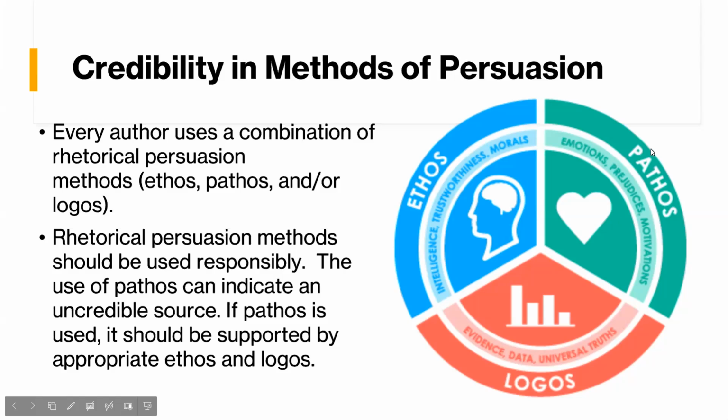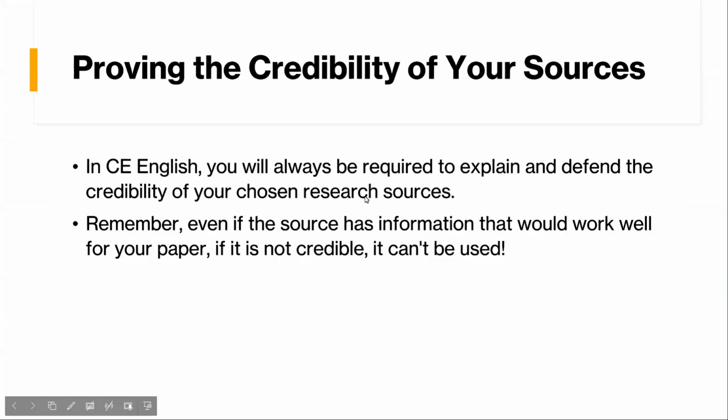So it's okay if your sources use a little bit of pathos, but the primary methods of persuasion should always be that ethos and that logos, or the trustworthiness of the author, the education of the author, the expertise of the author, using evidence, data, research, and truth to back up their opinion. So when we discuss the credibility of a source, we always talk about what combination of rhetorical persuasion tactics are they using? And hopefully it should be mostly logos and ethos.